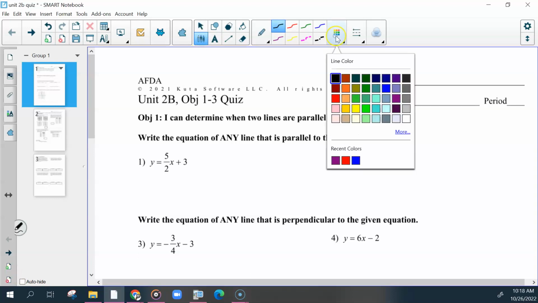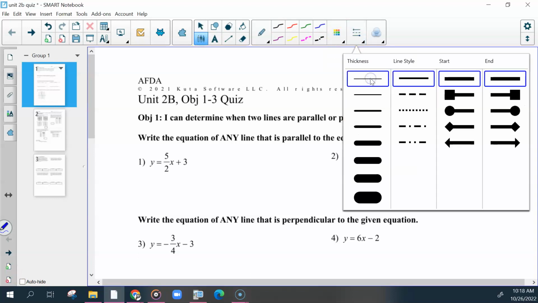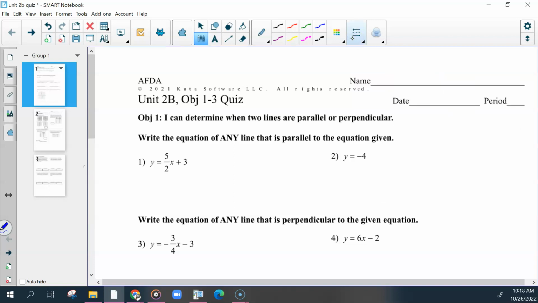So if you have any questions, feel free to ask, or something that didn't make sense, feel free to ask. With number 1, 2, 3, and 4, you had to write an equation that was either parallel or perpendicular to the one that was given.